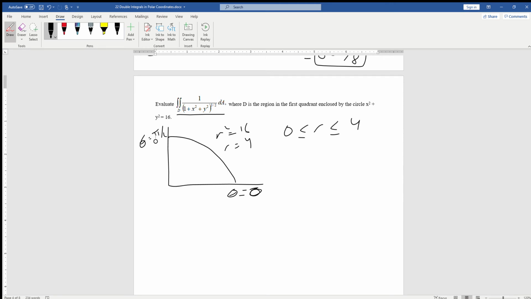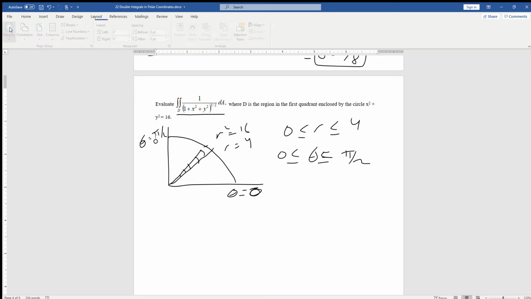All right, and again, if you can imagine one of those polar rectangles, you get something like this. We start with the radius being 0, and the radius goes up to 4. The change in theta is going to go from 0 to pi halves. So that should be fairly easy to set up. We're going to use a substitution.